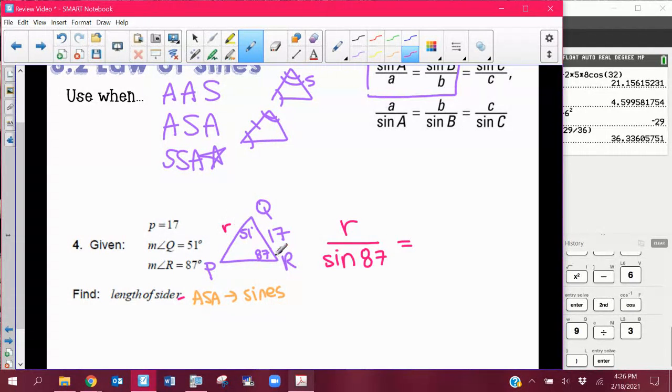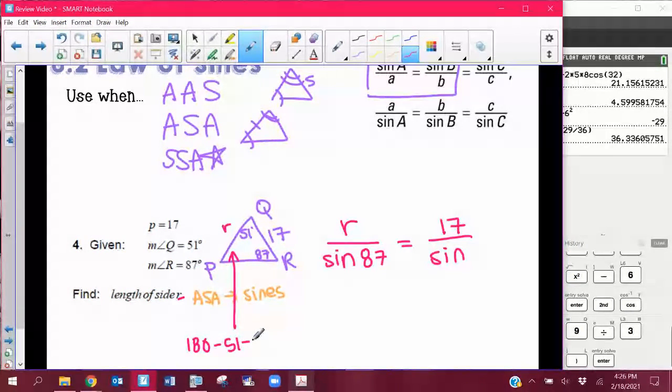And then, so that's R. I'm going to use the other piece of information that I know. So I do know side P, but I don't know what the angle P is. Luckily, this one's pretty easy to find. All I have to do is know that all the angles in a triangle add up to 180.